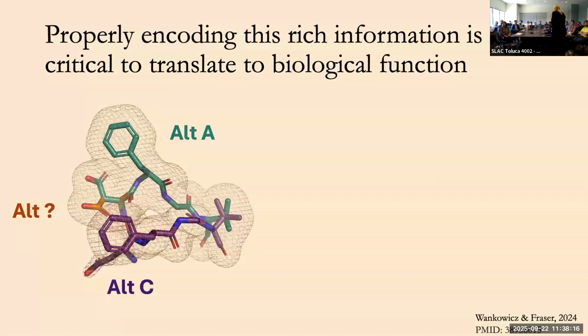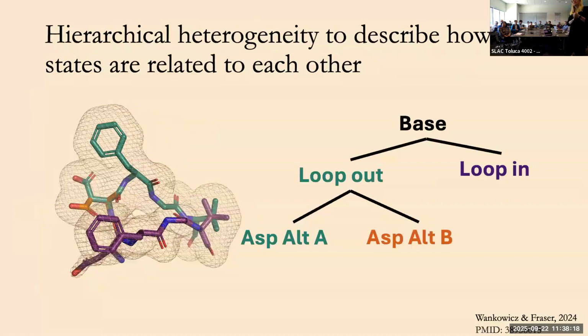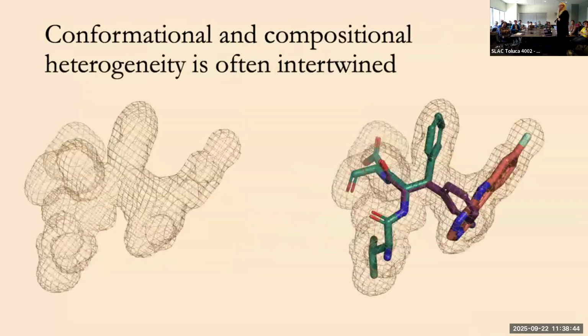And so what we've been proposing is thinking about this hierarchical heterogeneity to describe how states are actually related to each other, so that we can explain the entire set of experimental data together, but in a very machine-readable and human-readable form to understand how these different states are related to each other. This is also really important when it comes to conformational and compositional heterogeneity.